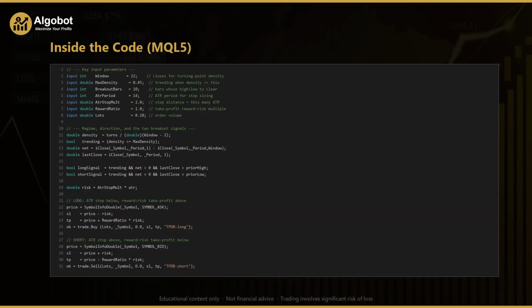In the middle you can see the core decision. The strategy divides the turning point count to get the density, then sets the trending flag true when that density is at or below max density.